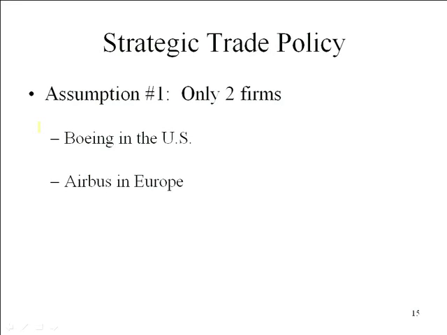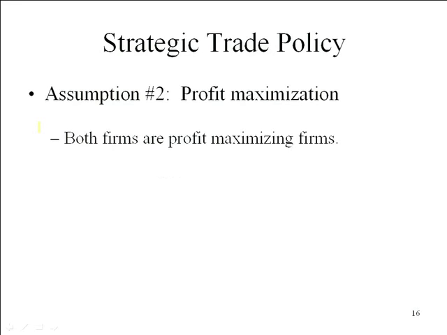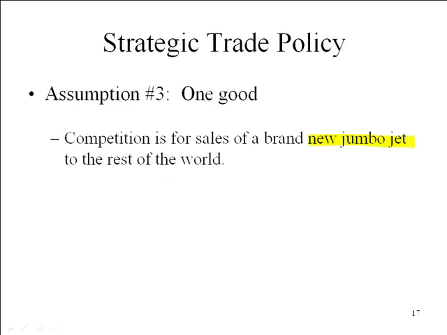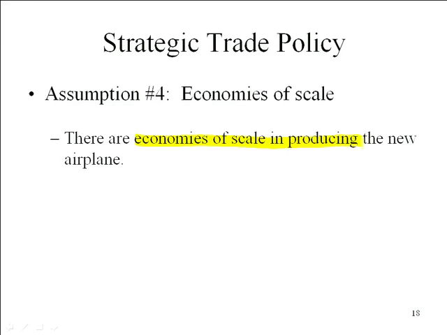We'll assume that both are profit maximizing firms. So decisions will be made on the basis of profit maximization. We'll assume that there's only one good, a new jumbo jet, to be sold throughout the world. We'll assume that there are also economies of scale in producing new airplanes. Now, we can think about this as either dynamic learning curves, where as we gain production experience, the cost comes down, or as we increase the volume of production, the average costs come down.